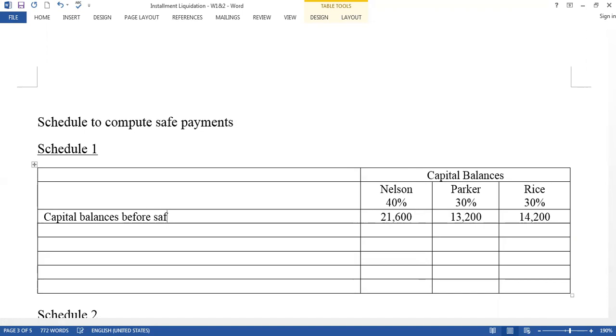Before SAVE payment. Now we are going to allocate loss. We are going to allocate loss. I think we can write allocate potential loss.